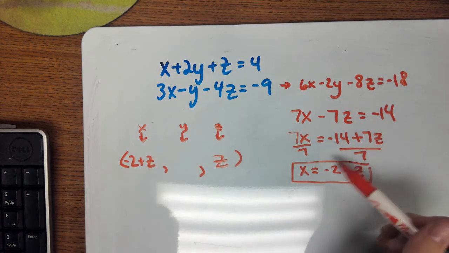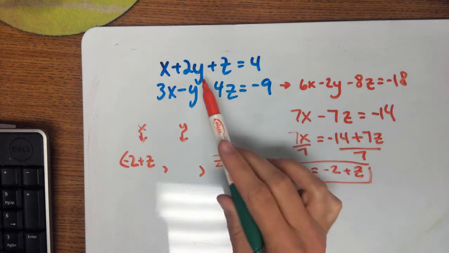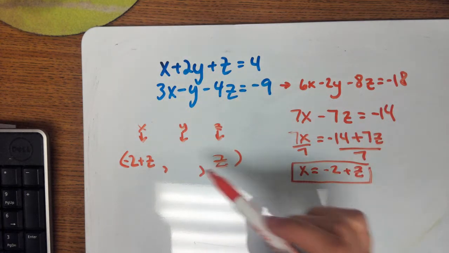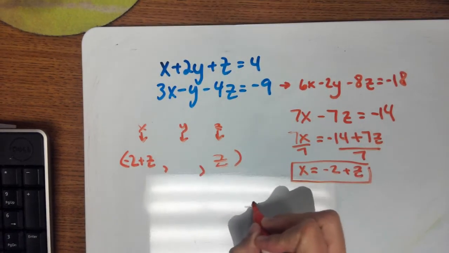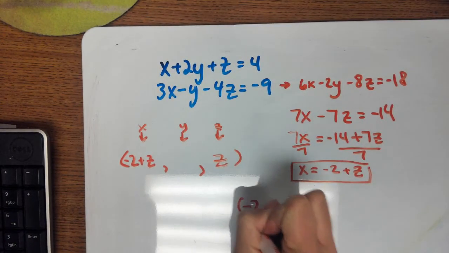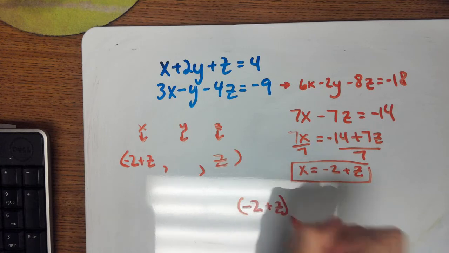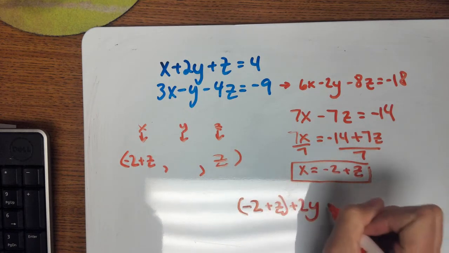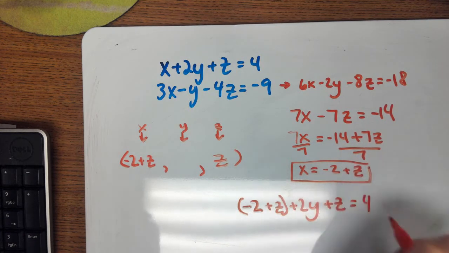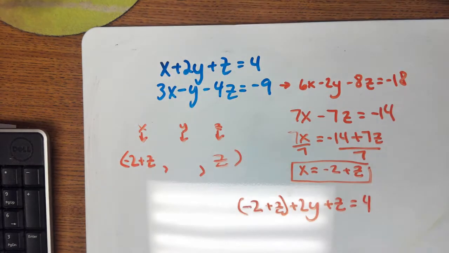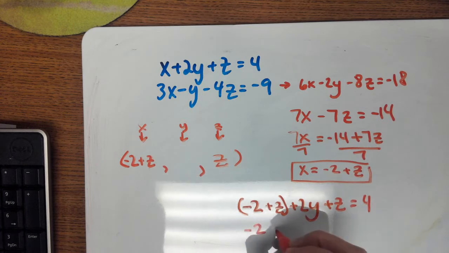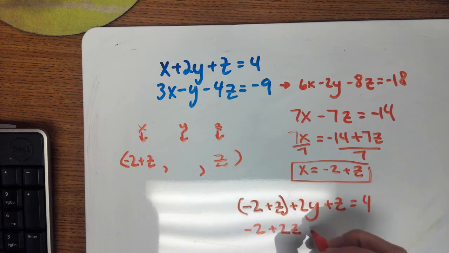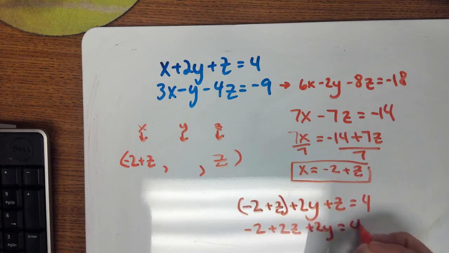If this had been negative 2 plus y, I would put y in for y. Then we need to just take this value, plug it into one of the two originals, and get y isolated. So I'm going to go to the first equation. So we're going to say negative 2 plus z, that's my x, plus 2y plus z is equal to 4. So I just substituted that in here. Combine like terms. So I've got negative 2 plus 2z plus 2y is 4.